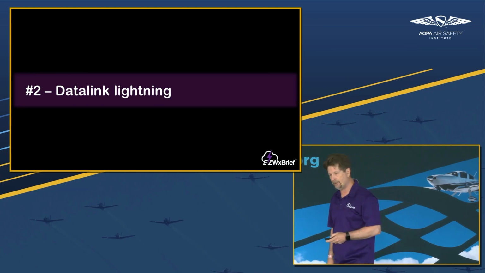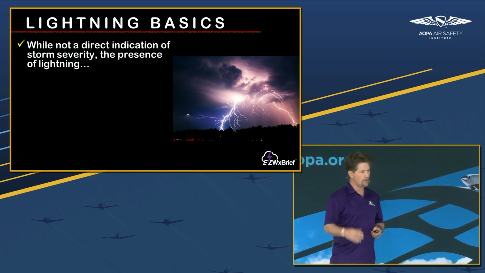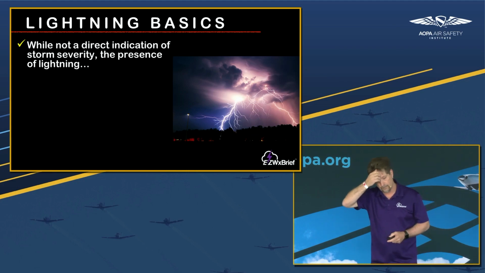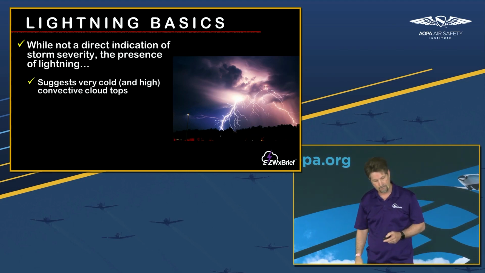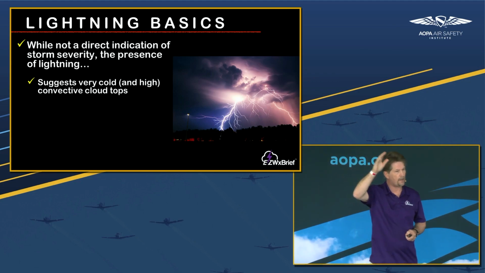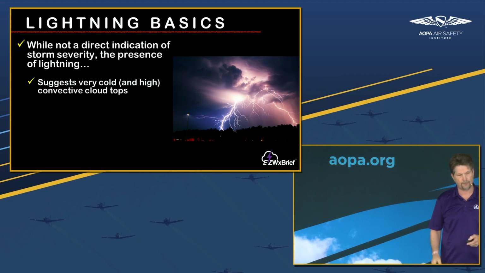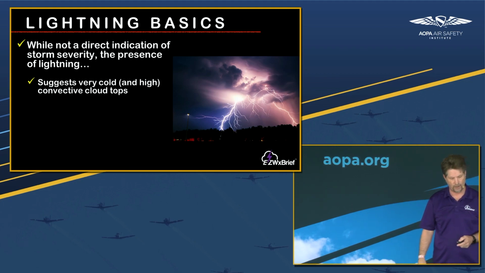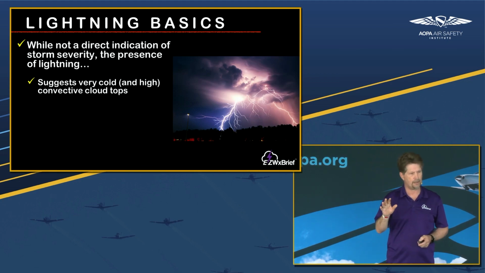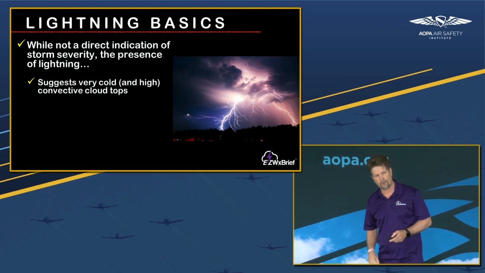All right, so let's move into talking about number 2, Datalink lightning. Lightning in and of itself does not indicate storm severity. The presence of lightning suggests that there are very cold cloud tops, and when they're cold cloud tops, that typically means we've got some pretty significant updrafts, and therefore a well-developed convective situation. So I'm not saying that you should ignore lightning. Certainly lightning is a good signpost for a bad situation, but you don't have to have lightning to ruin your day.